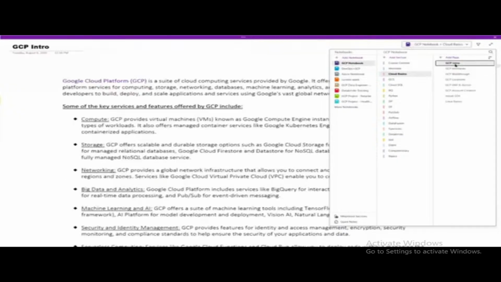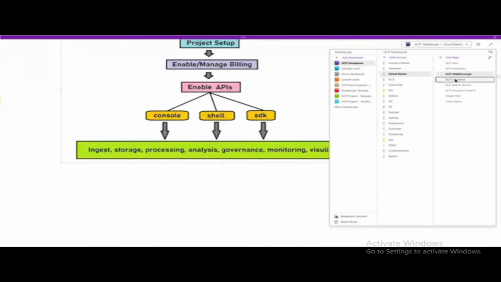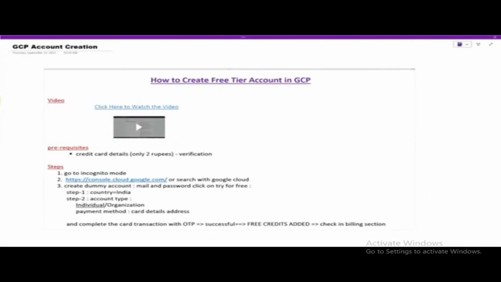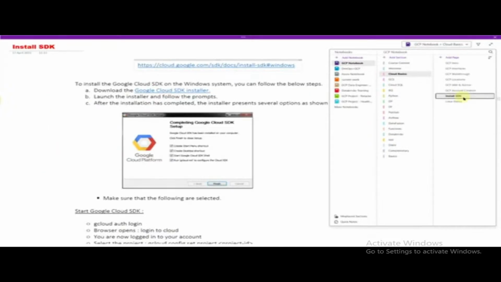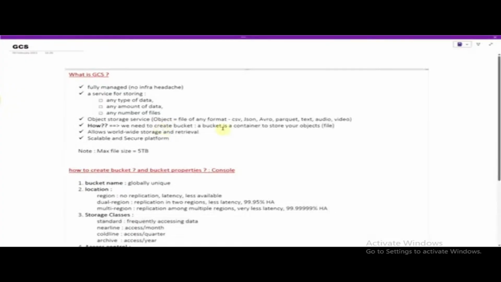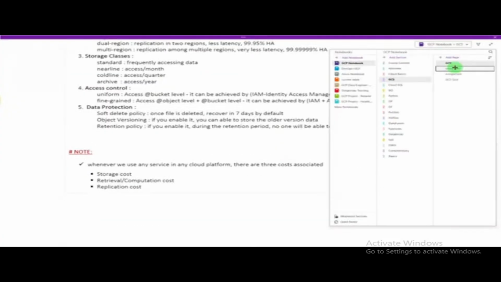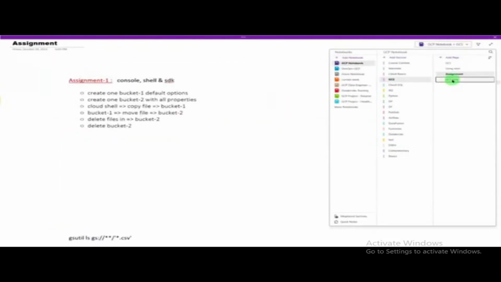You have a GCP introduction, GCP interfaces, console walkthrough, locations. I am an admin; I think my mouse cursor is not showing up. So here it is: account admin, installing the SDK, Linux basics. And after that, we enter into the data engineering tools. What is GCS? How do we create buckets and what are the nodes? And using the shell, how do we interact with Google Cloud Storage? You have an assignment, and you have a quiz also.